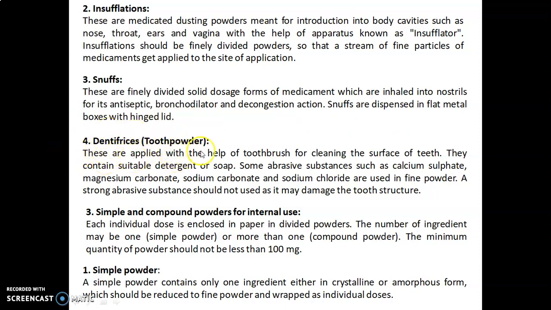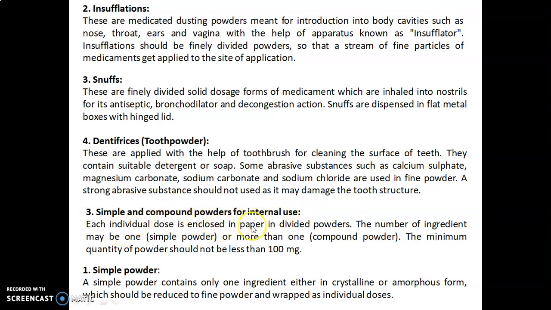These are applied with the help of a toothbrush for cleaning the surface of the teeth. They contain a suitable detergent or soap. Some abrasive substances such as calcium sulfate, magnesium carbonate, sodium chloride are used in fine powder. A strong abrasive substance should not be used as it may damage the tooth structure. Then next, third class, that is the simple and compound powder for internal use. This is the main class of the powder.